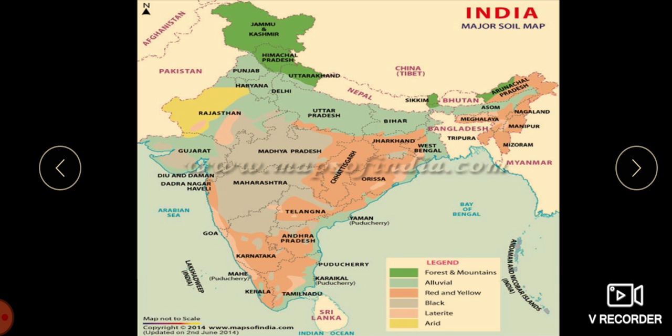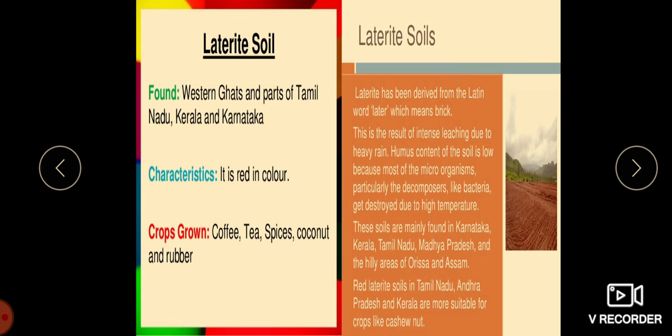Now we will move on to the next soil, that is the laterite soil. So laterite is both a soil and a rock type rich in iron and aluminium, and is commonly considered to have formed in hot and wet tropical areas.